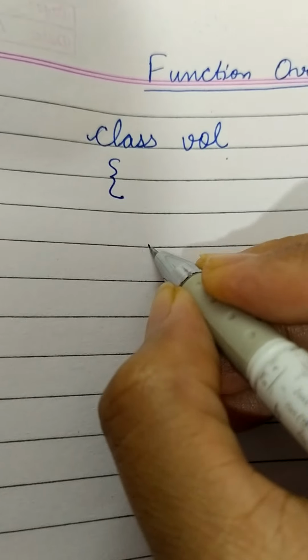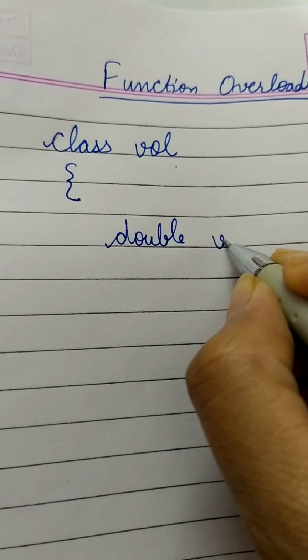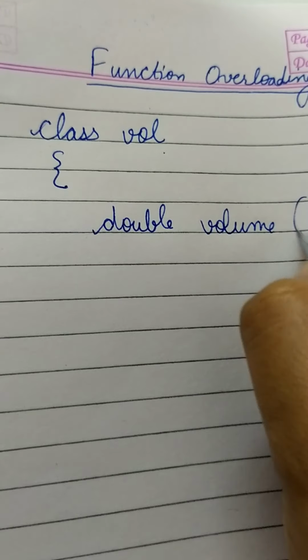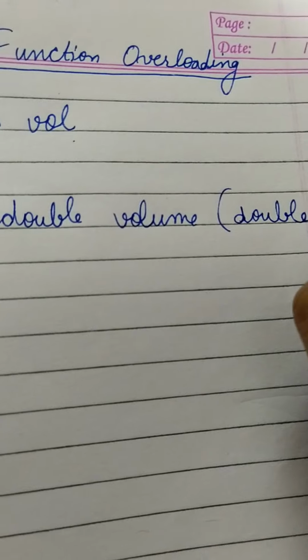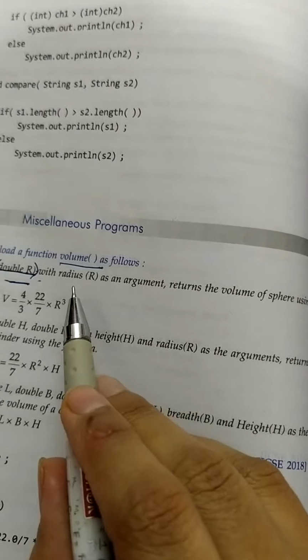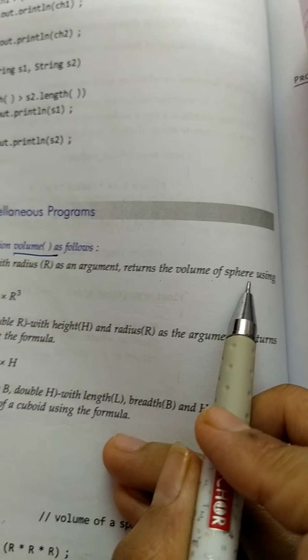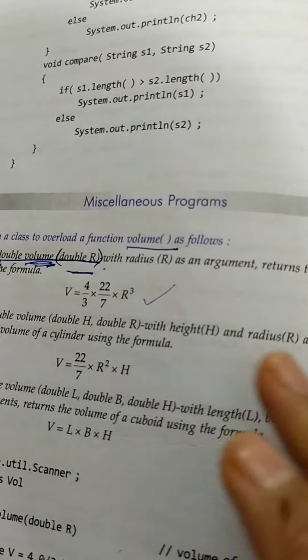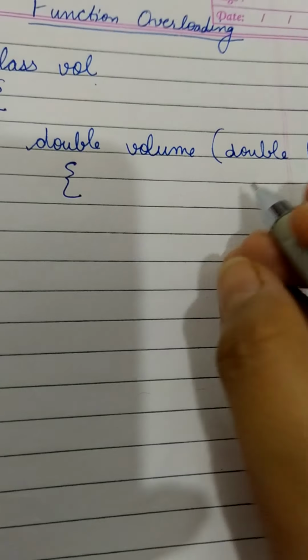So firstly we will create our first function. We will write the same: double, then the name of the function volume, and one argument they have given of double type. The same name we will take, double R. Now what are they saying? In this function, what do you have to do? Radius R as an argument returns the volume of a sphere. They have given you the formula of the volume of a sphere also. So they have given the radius in the arguments, and we have to calculate the volume.